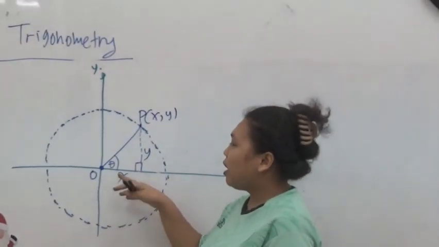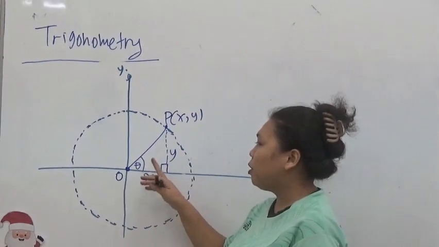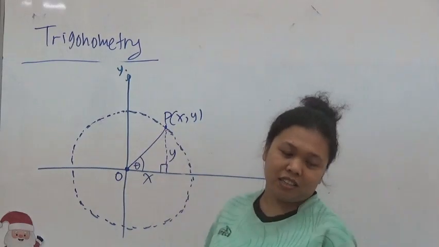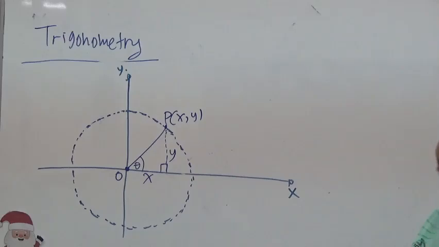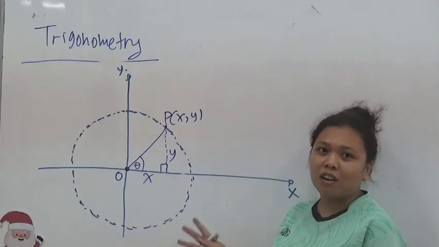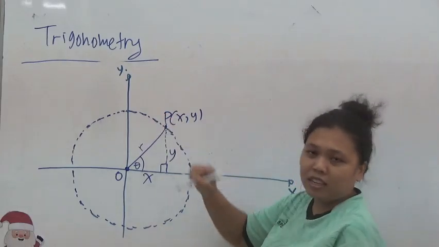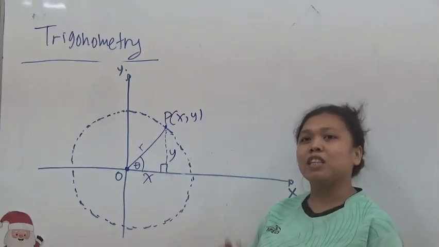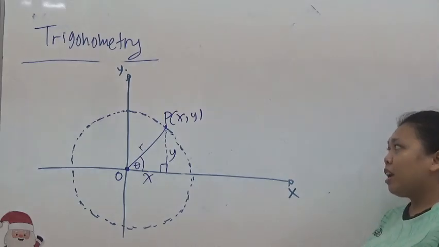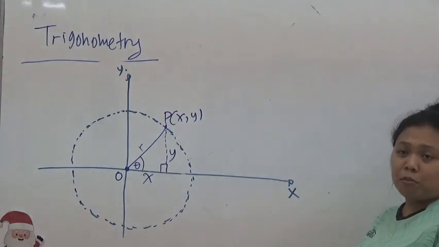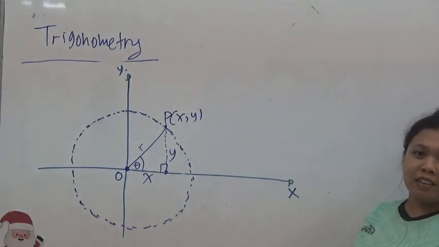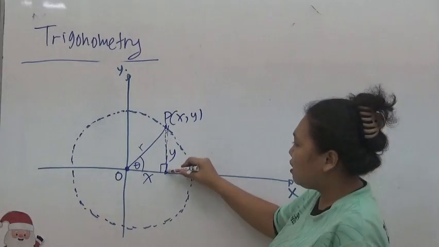So remember the connection: the distance from the center of the circle to any point on the circumference is always the radius. So you cannot forget about that concept. Every time you draw a line from the center to the circumference, we always call that line the radius. Radius is just the distance from the center to the circle circumference. And then one point that I took is point P with the position X and Y. Zero to this position is labeled as X.